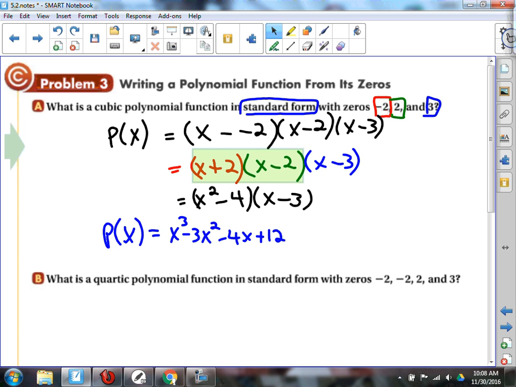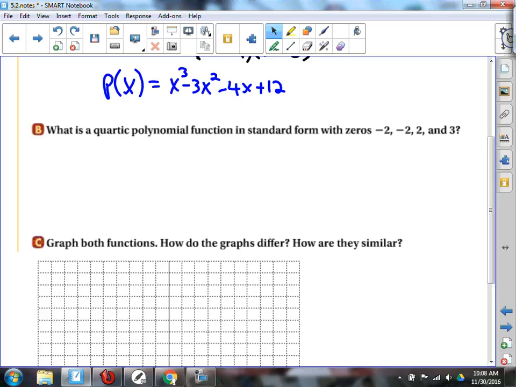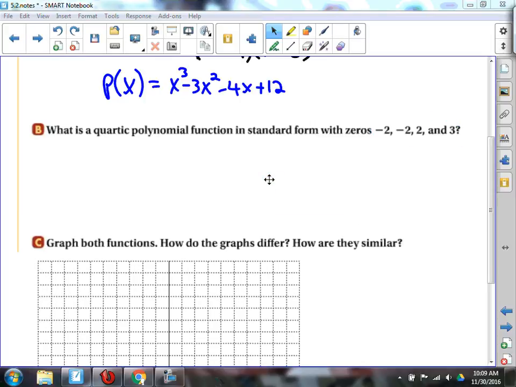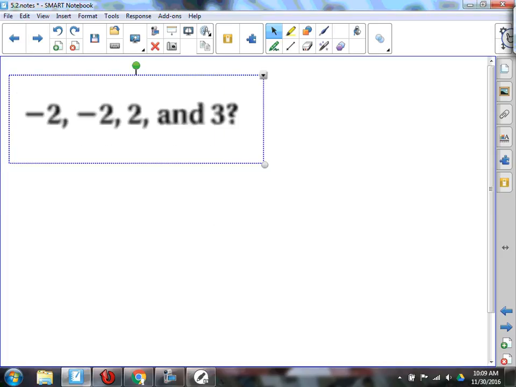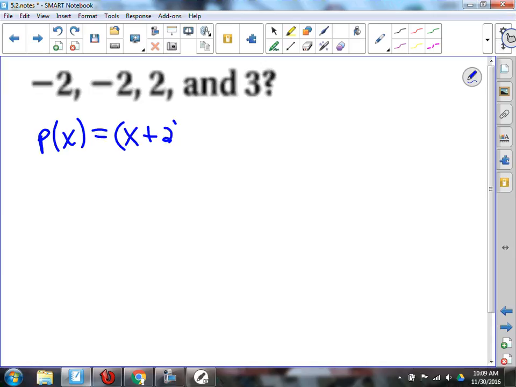Number B here. It'll take a lot of work. I'm probably going to put B on a new page just because putting it in standard form, it's going to take some work. It's going to take up some space. P of x is x plus 2 times x plus 2 times x minus 2 times x minus 3. Hopefully there's no question as to why that is what it is.